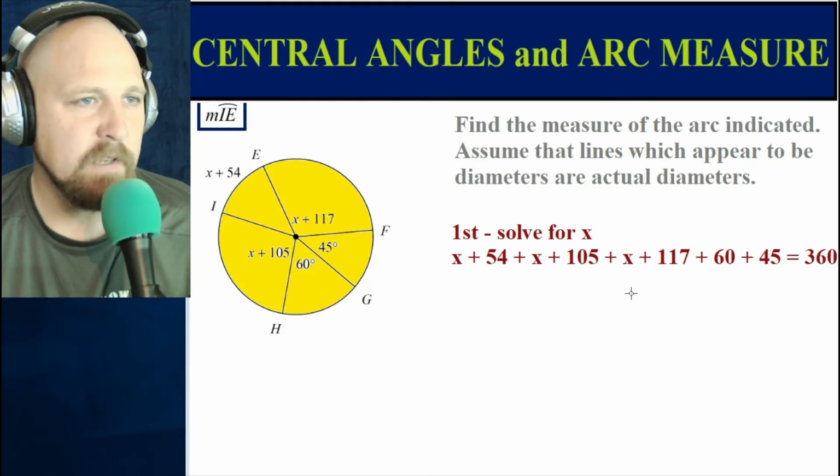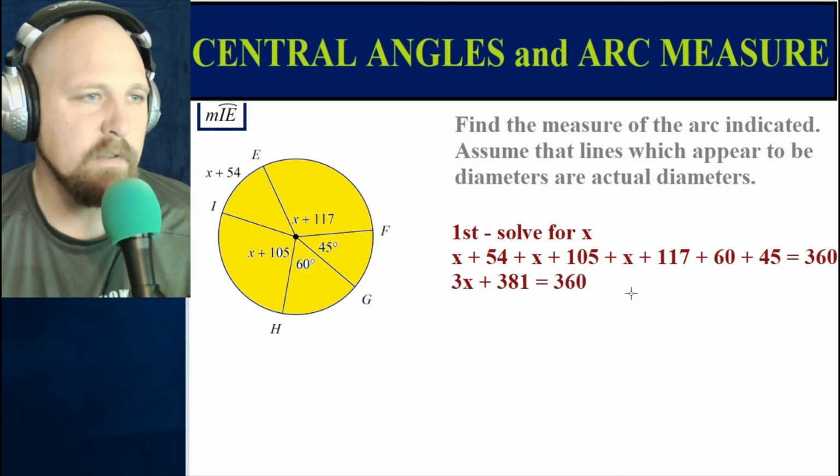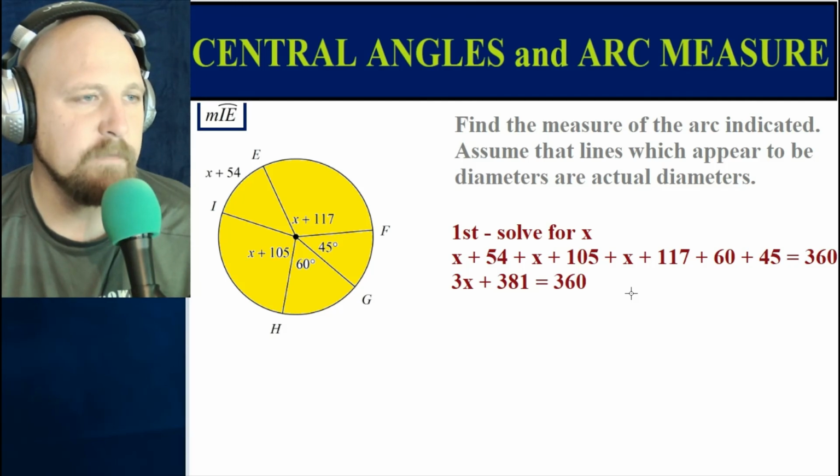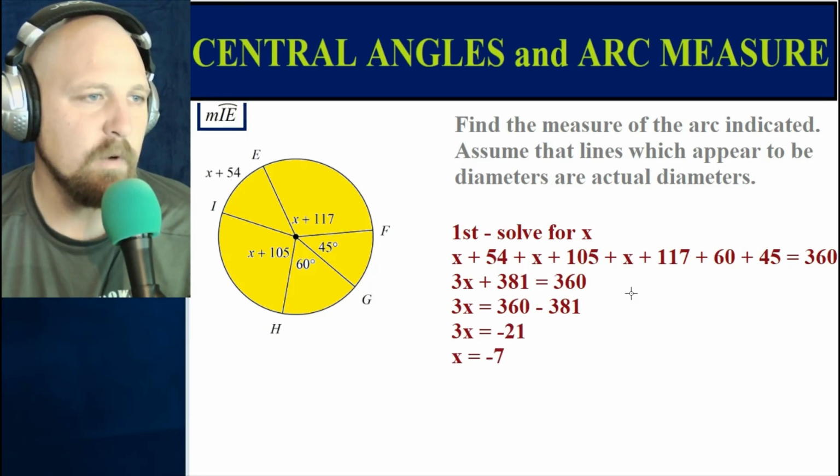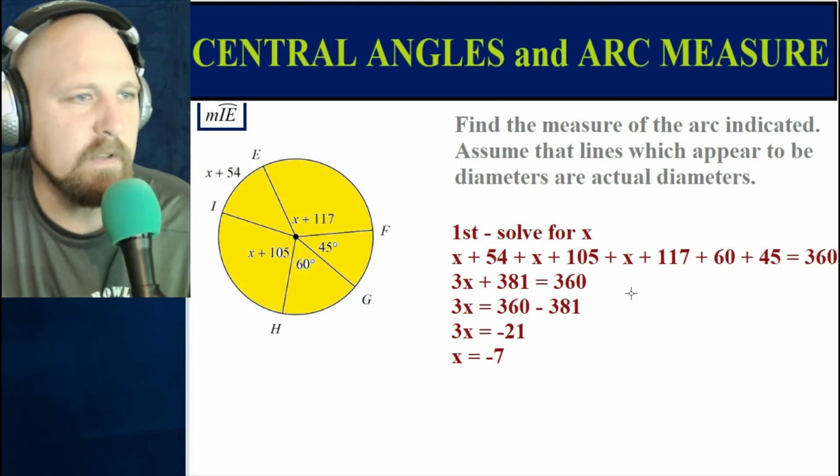We simplify the left side of the equal sign. We'll notice that there's 3x, and then if you add each of the constant values there, you get 381, and all that equals 360. Move the 381 by subtraction and get 3x equals 360 minus 381. 3x equals negative 21, and x is equal to negative 7.